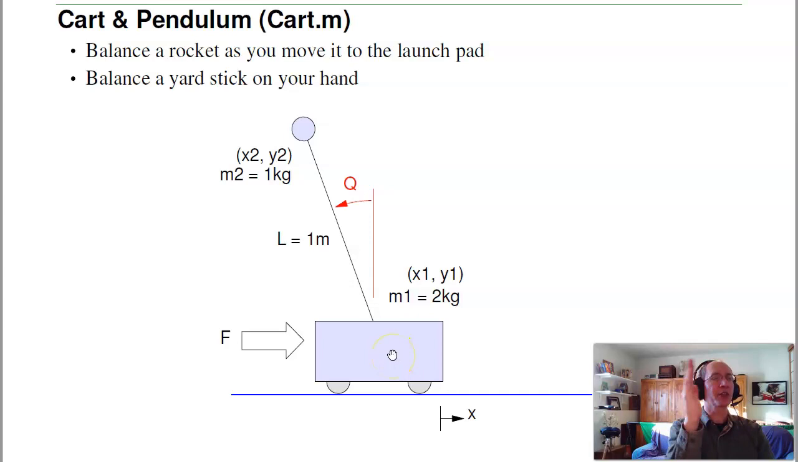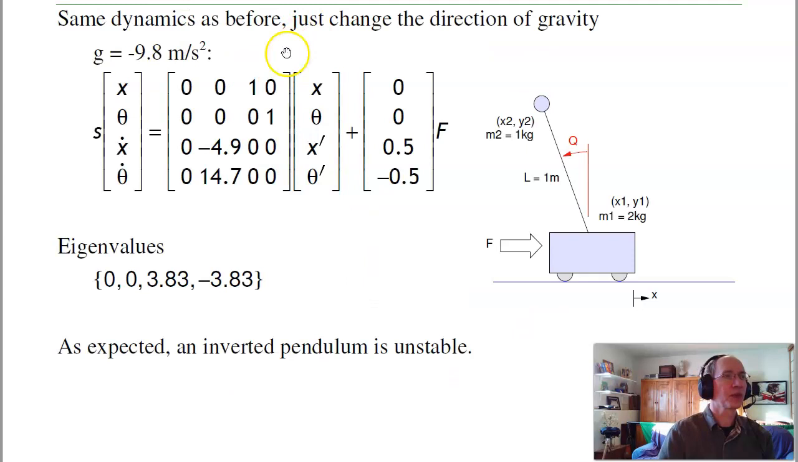In this case, to come up with the dynamics, be very similar to what we did before. I'll come up with the kinetic energy, potential energy, then do the Lagrangian. If you go through that same procedure, everything will be the same except just change the direction of gravity. So everything stays the same. I just get minus 4.9 plus 14.7 instead of the opposite. What that does, however, is it changes the eigenvalues. Now the eigenvalues are plus 3.83 minus 3.83.